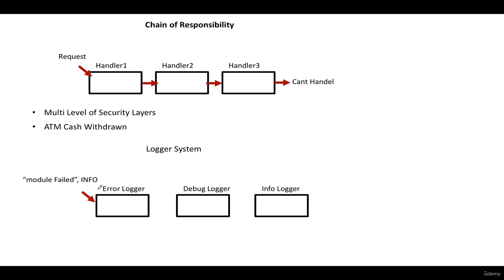Now it will first land at the error logger. The error logger will see that it's an info type log, so it will transfer this log to the next logger, which is the debug logger. Now it will land at the debug logger, and the debug logger will also transfer this to the next logger, which is the info logger. Now this info logger is going to process this particular log generated from the client side. So in the logger system also we are using the chain of responsibility design pattern.